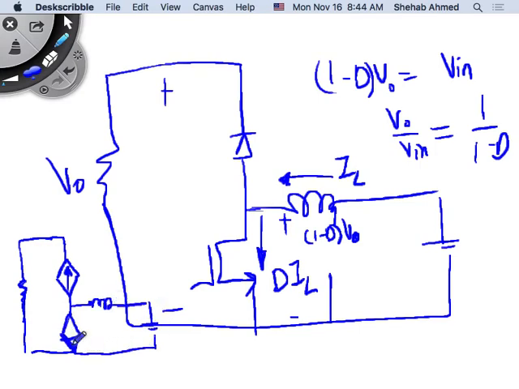What will be the value of the current source in this case? If this is D times IL, what is the current in the diode? 1 minus D times IL. And what is the voltage in the dependent voltage source? 1 minus D times V output, which is in this case the voltage across the terminals here, right? But the idea is the same.